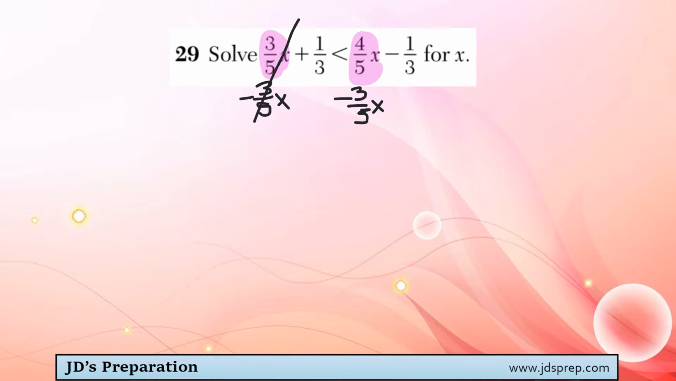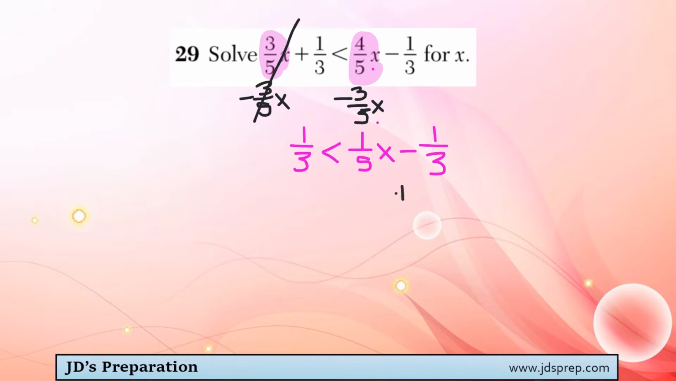And now we're going to have 1/3 on the left-hand side. On the right-hand side, we need to do 4/5 x minus 3/5 x. Well, 4/5 minus 3/5 would be 1/5. So we're going to have 1/5 x, and then our minus 1/3 is still there. So our next step is to deal with that 1/3.